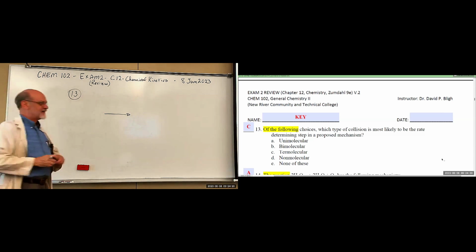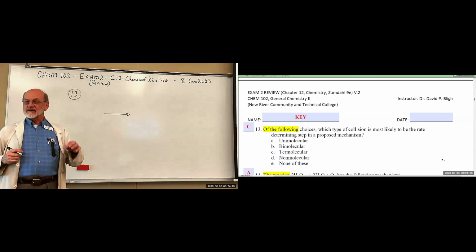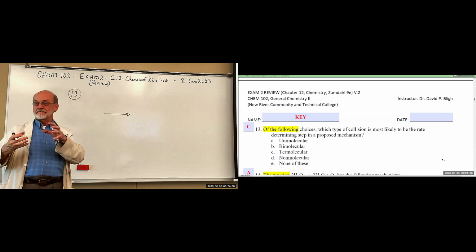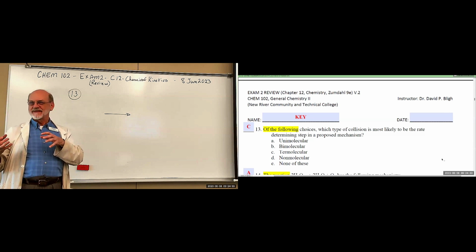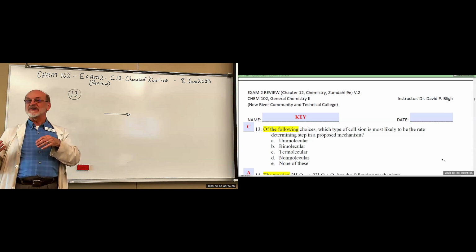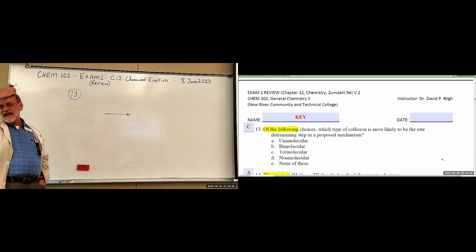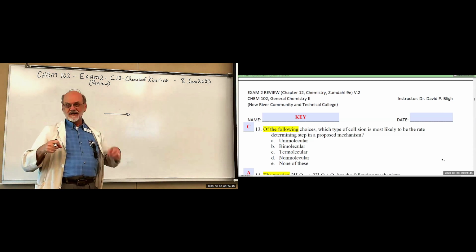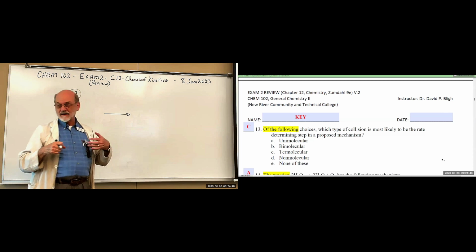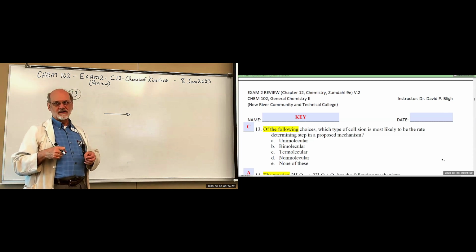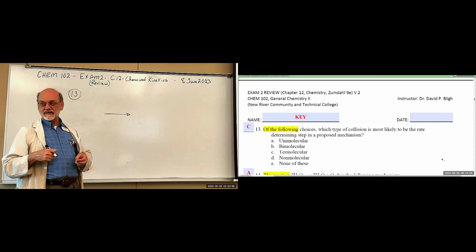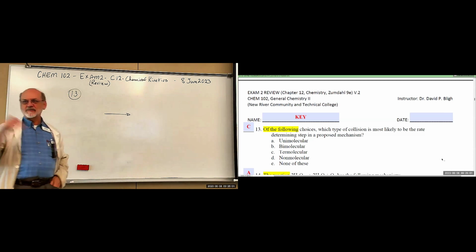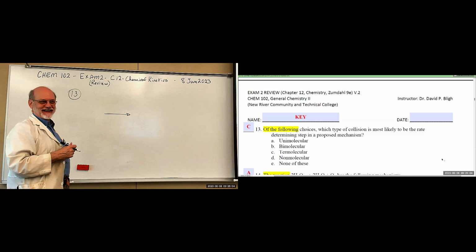While you're thinking, the least likely one to occur is the one where you have to get the most reactants together at one time. Keep going. Which one has 3? Yeah, termolecular. With termolecular, you have to get 3 reactants together at just the right energy and just the right orientation, and the probability of that happening is very, very small. So it would be the slowest reaction step, right? Termolecular. Non-molecular, I just made that one up. It doesn't mean anything.